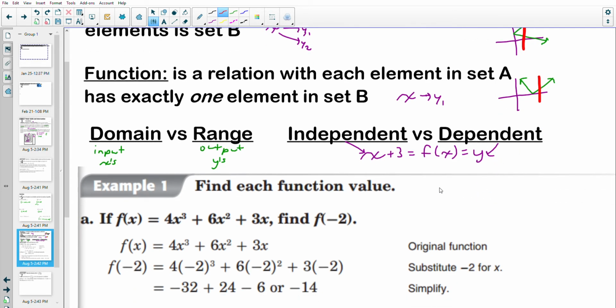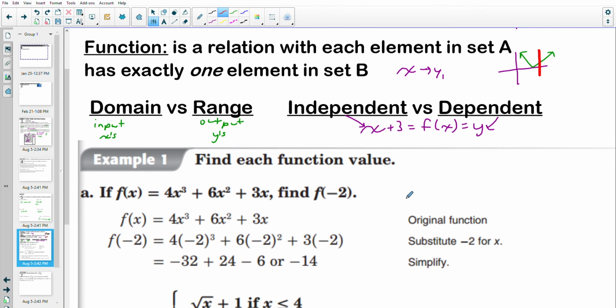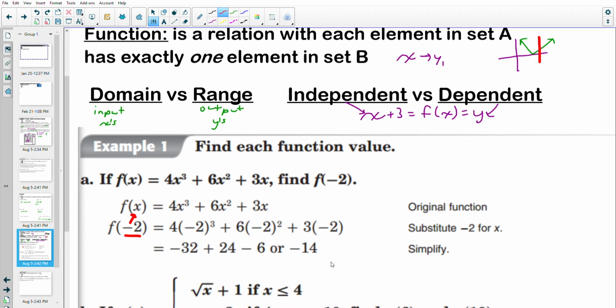Evaluating a function at a certain x. The way to do that is just very simply substitute in -2 for your x as seen here. Plugging in -2 all the way through. Be careful with this situation. It's -2 times -2, which is a positive 4. 4 times 6 is positive 24.